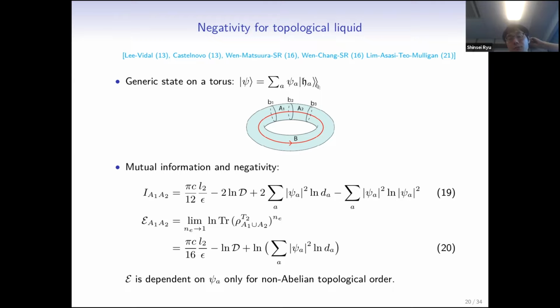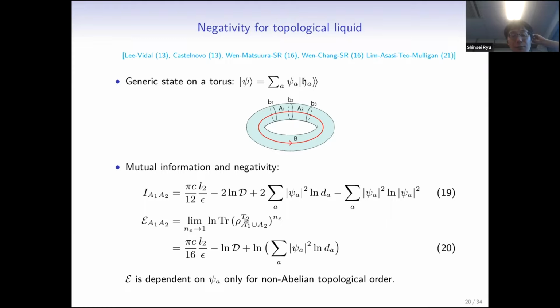And then in this setup, I tripartition my torus into three regions, A1, A2, B. In this particular case, A1 and A2 are completely adjacent to each other. So what I'm going to do is first take a partial trace over B. Then we are left with a state supported on this region A1 union A2, which is now mixed because I integrated over degrees of freedom in B. Once we get the mixed state, I take a partial transpose with respect to A2, like here. Then we compute entanglement negativity.